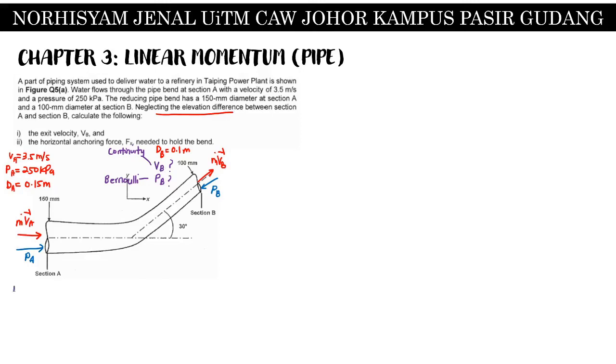So to get that, first we need to know what is area at point A. So area at point A is pi 0.15 square over 4, which is equal to 0.01767. And then we find the area at point B should equal to pi 0.1 square over 4. So it is equal to 0.007854, meter square.